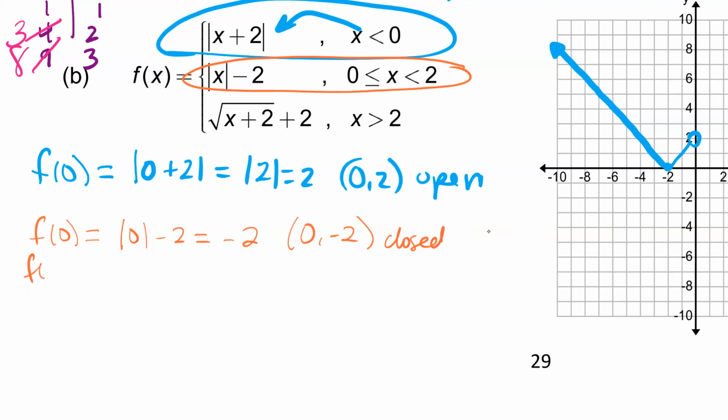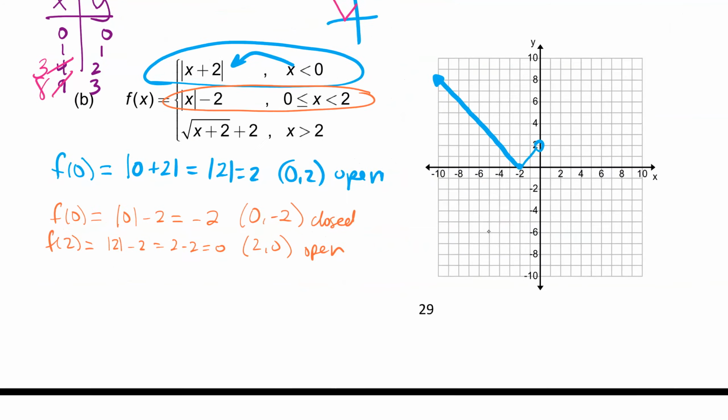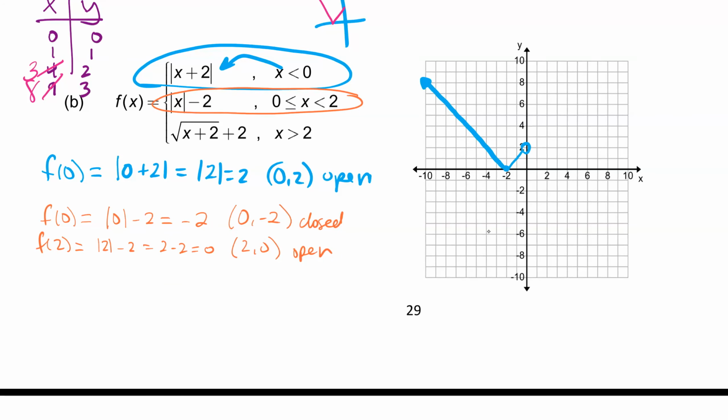And if I plug in f of 2, so I have 2 comma 0, but it's going to be an open circle because it's just a less than. It's not less than or equal to. So I have a point at 0 comma negative 2 where I'm having a filled circle. Then at 2 comma 0, I have an open circle.